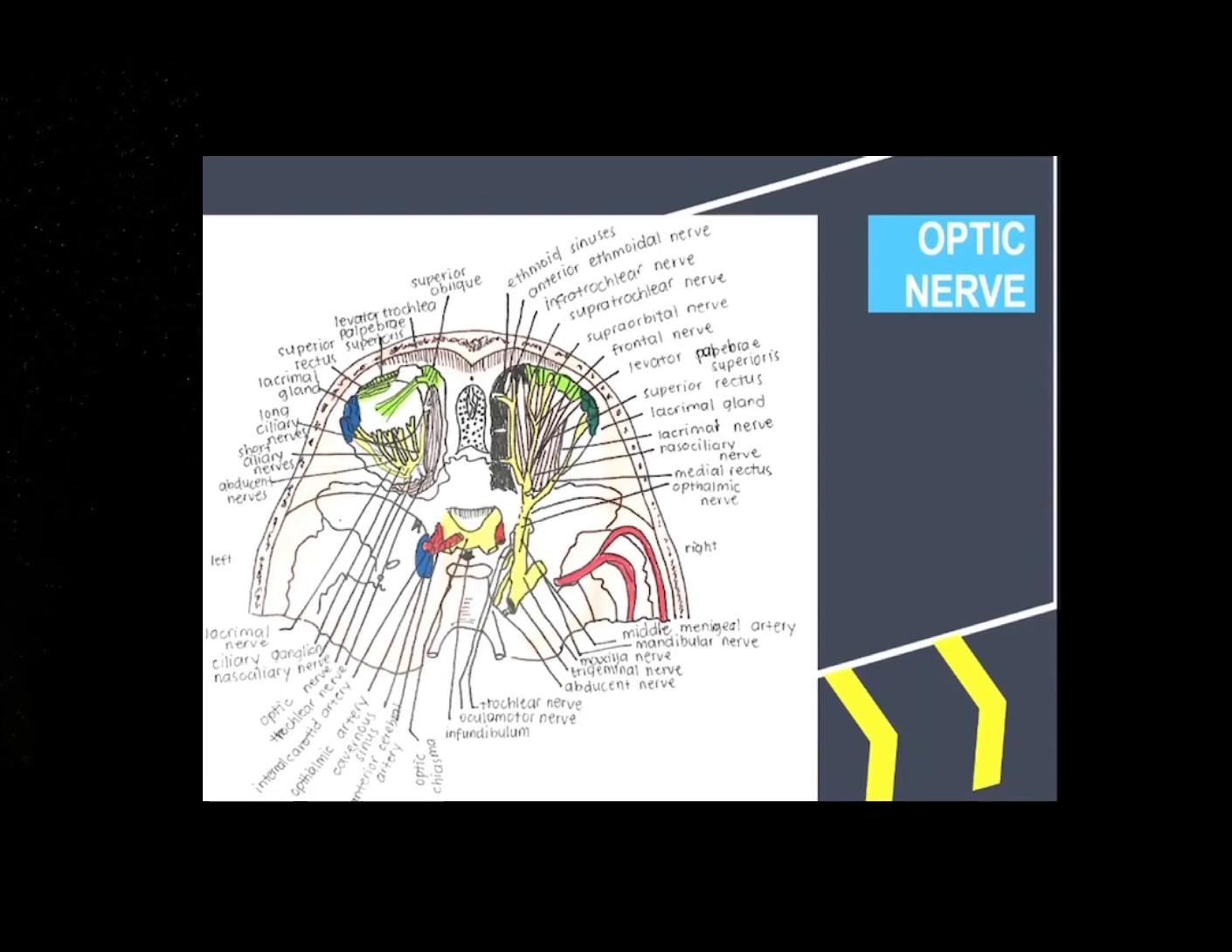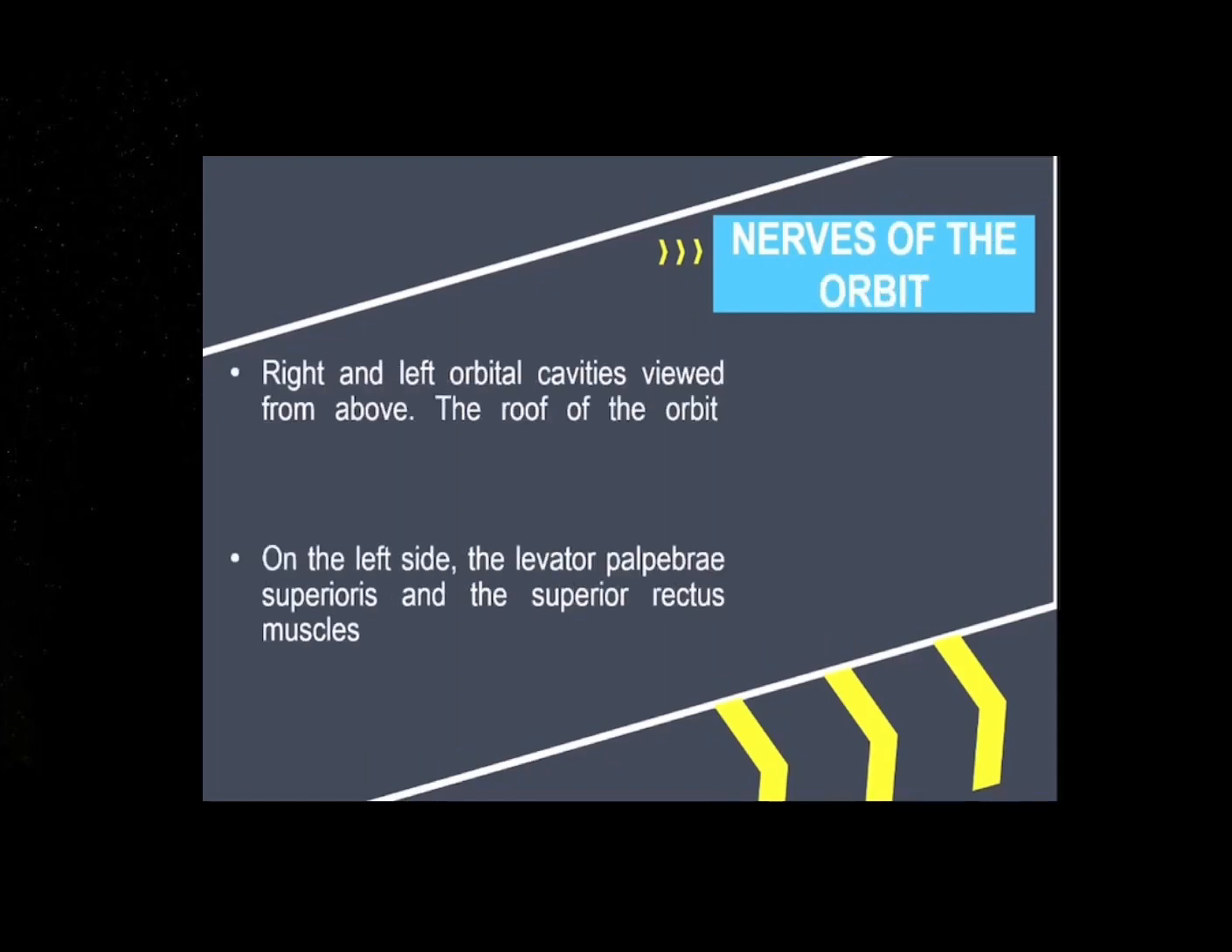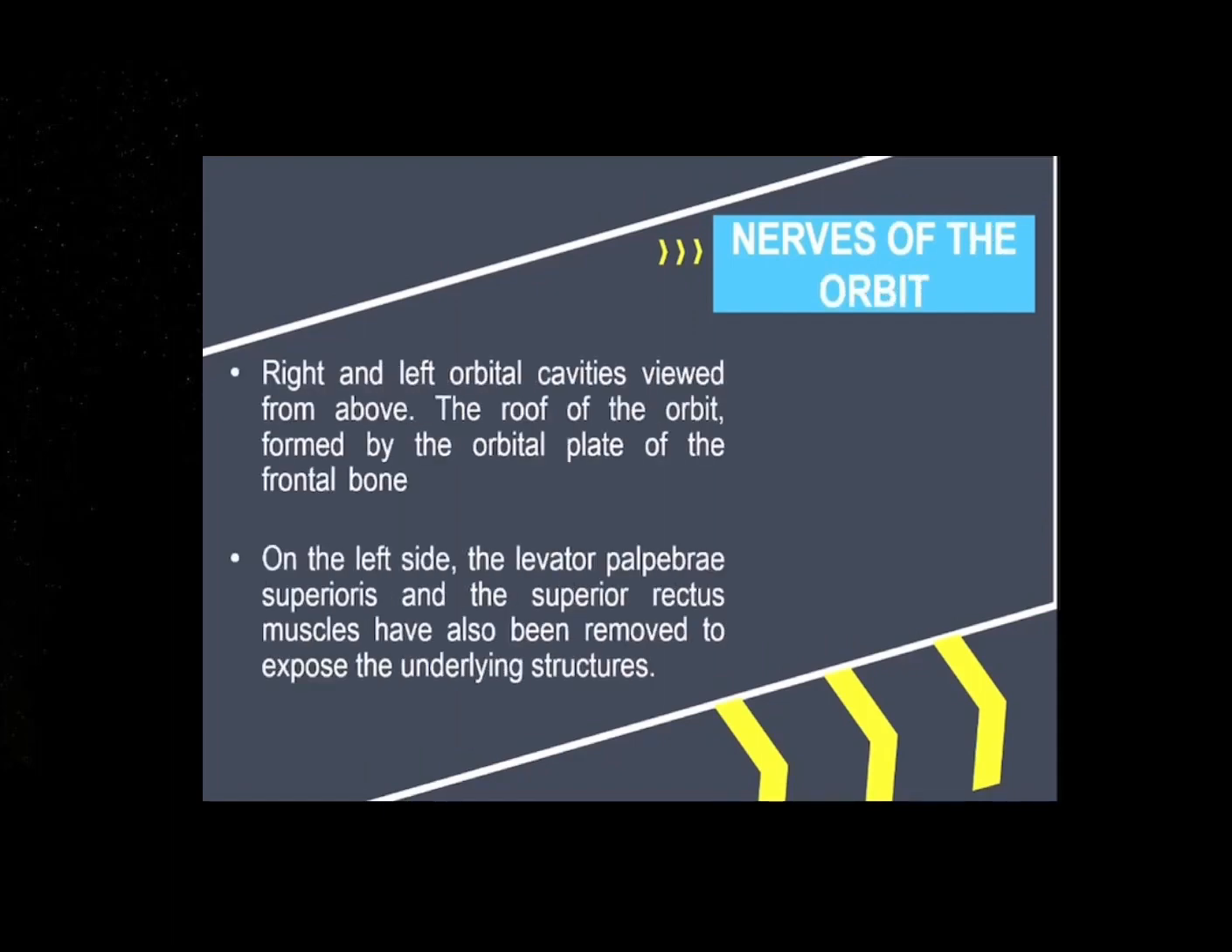The ciliary ganglion is a parasympathetic ganglion about the size of a pinhead and situated in the posterior part of the orbit. It receives its preganglionic parasympathetic fibers from the oculomotor nerve via the nerve to the inferior oblique.